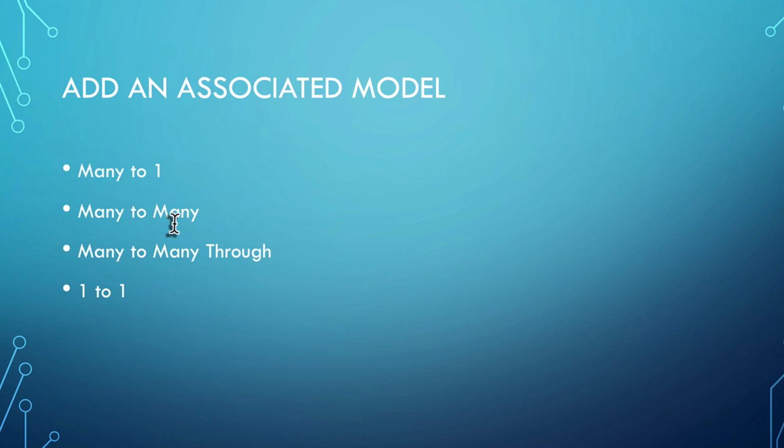Now, many-to-many means there's a relationship between two entities, but we don't want to store any information about that relationship. Whereas a many-to-many through means that there is information that we want to store about that relationship.